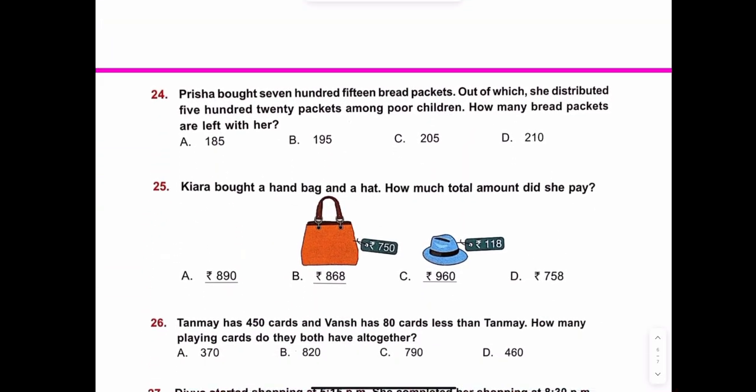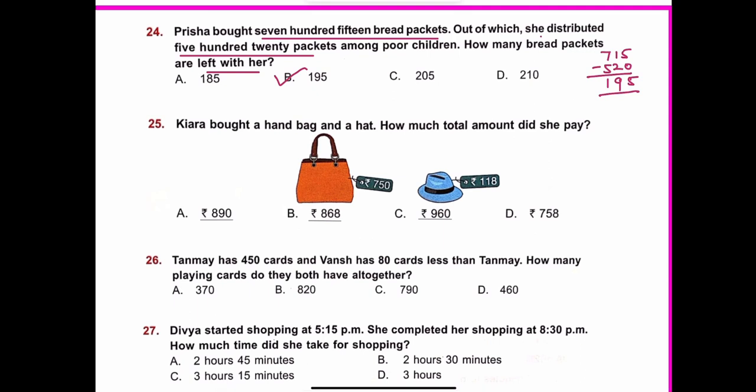24 question. Parisha bought 715 bread packets, out of which she distributed 520 packets among poor children. How many bread packets are left with her? So this is a question of subtraction. The given value is 715 and then subtract the distributed breads, 520. So the remaining are 195, option B.